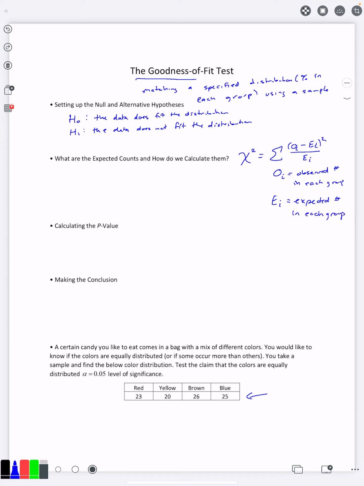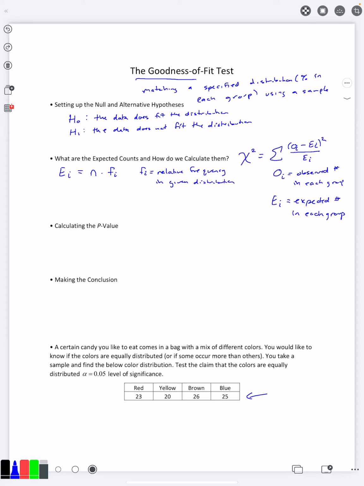And you might say, well, wait a second, I don't know that. How am I supposed to know what the expected number in each group is going to be? And that's what we need to figure out how to do. So what you're going to have to do is take the EI, which is going to be the sample size times FI, where FI is the relative frequency in the given distribution.